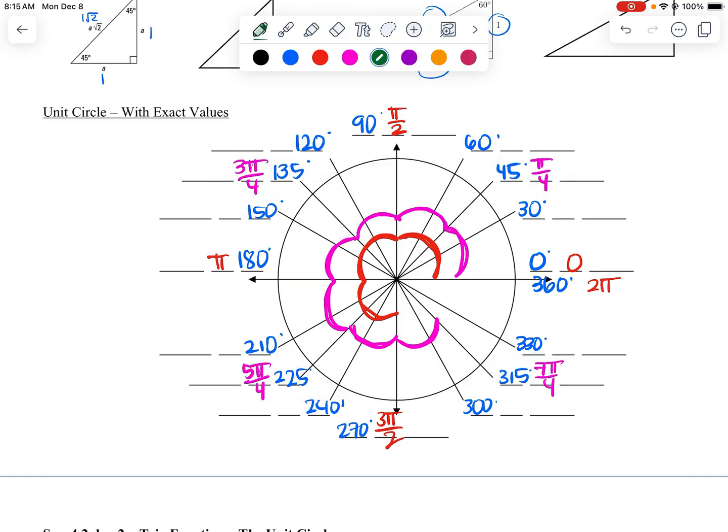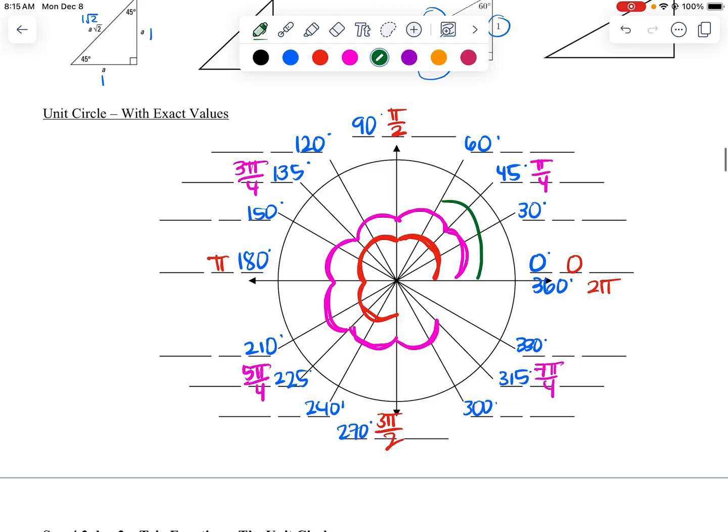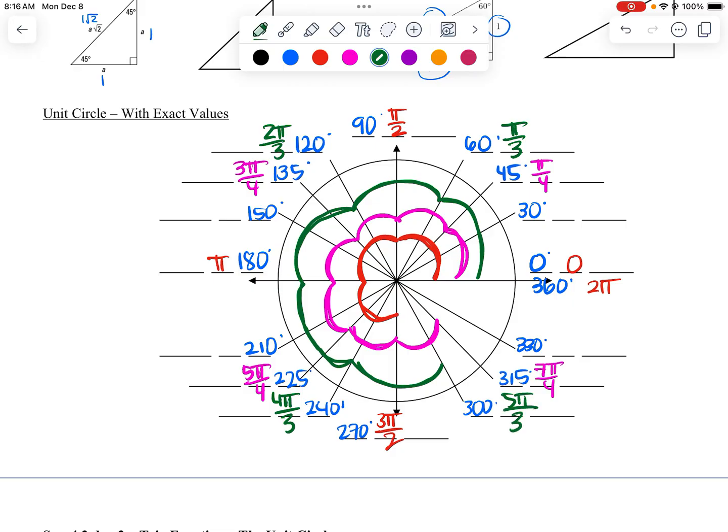Okay, 60 degrees. How many of these get you to 180? 1, 2, 3. So that is pi over 3. So then using that same idea, we go 1 pi over 3. That would be 2 pi over 3. When I go another, that's 3 pi over 3. If I go another 60 degrees, that's 4 pi over 3. If I go another 60 degrees, that's 5 pi over 3.